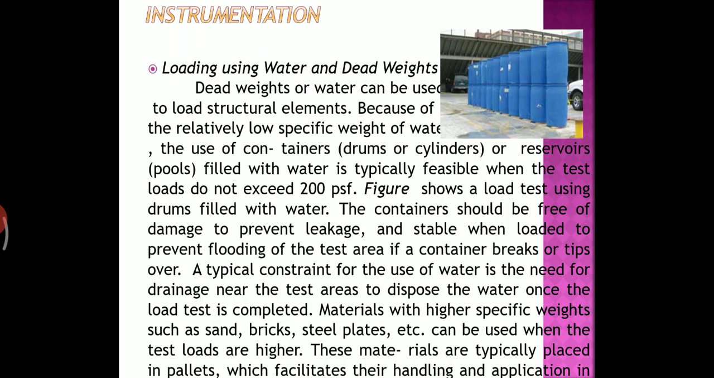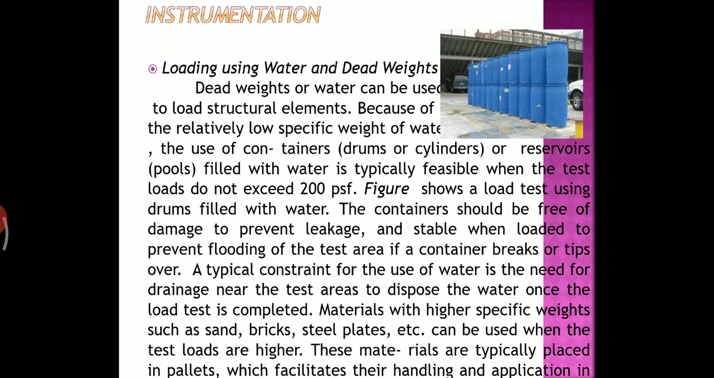Then types of loads and the instrumentation. Loading using water and dead weights. So this is one kind of method that we apply to load the structure. Here the dead weights or water can be used to load the structural element because of the relatively low specific weight of water. The use of containers, drums or cylinders, or reservoirs and pools filled with water is typically feasible when the test loads do not exceed 200 psi.